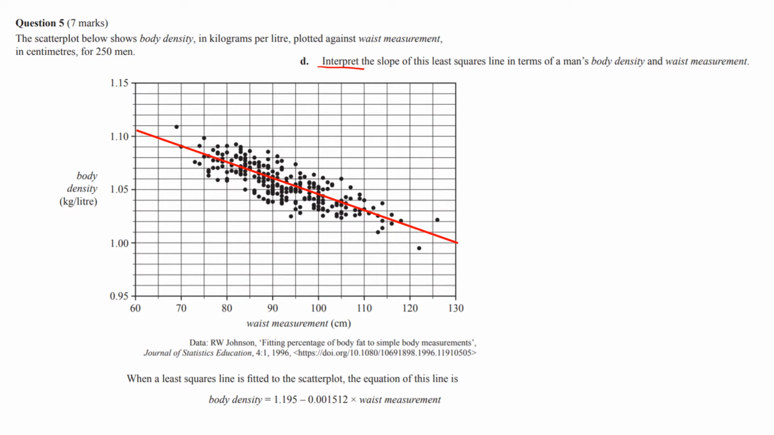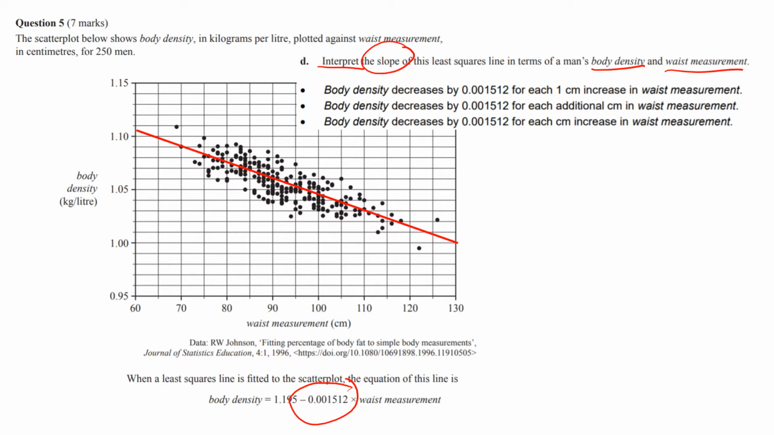Okay, so now we need to interpret the slope of the slope. So that's this number down here. In terms of body density and waist measurement. Here's what they put in as the acceptable answers. Now, first of all, this is a negative, so you use the word decrease. So don't use the word decrease and then stick a negative in here. That's technically a double negative. So say decrease with the number. If it was a positive number, increase. All right, so that's the first thing to note.